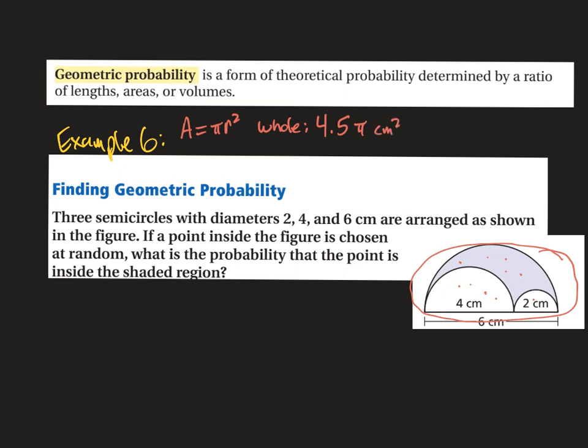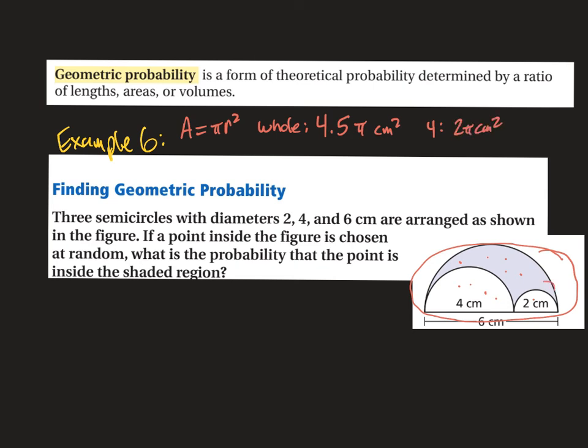Okay. Now, for the 4 centimeter circle, the radius is 2, and remember, we're doing half. So the full 4 centimeter circle would have an area of 4 pi, which is 2 squared times pi. But we need half of that, so that's a 2 pi.